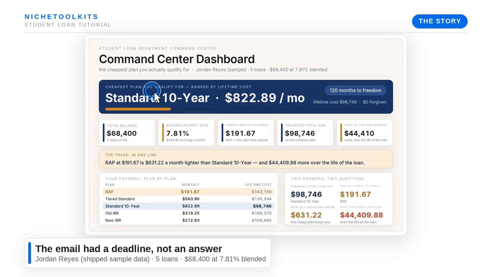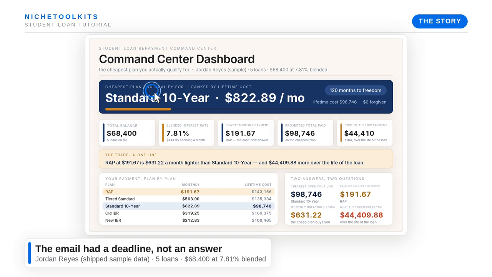SAVE was vacated, and the forbearance you were parked in stopped counting. Then the email came. 6 acronyms, a 90-day window, and no math anywhere in it. So meet the sample file that ships inside. Jordan Reyes is shipped sample data, not a customer.